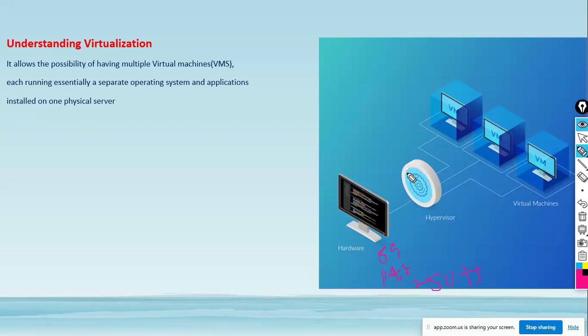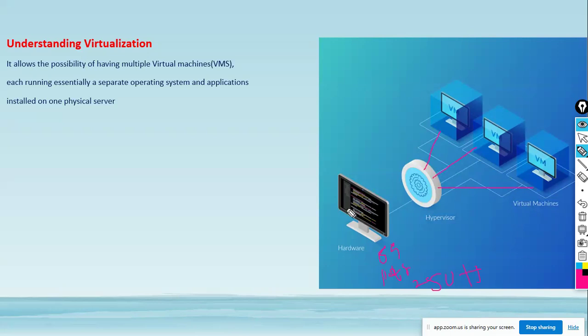Let's not get into the depth of virtualization. Let's see what virtualization does. Virtualization is a piece of software which divides your hardware into multiple virtual machines based on the underlying hardware capacity. In this example, this software divided it into three virtual machines.